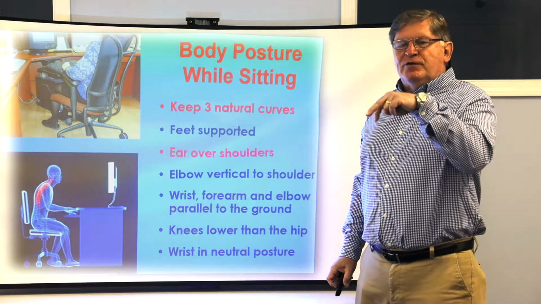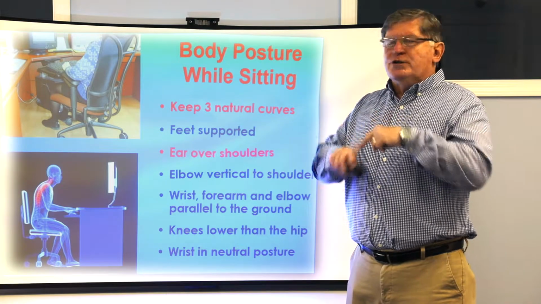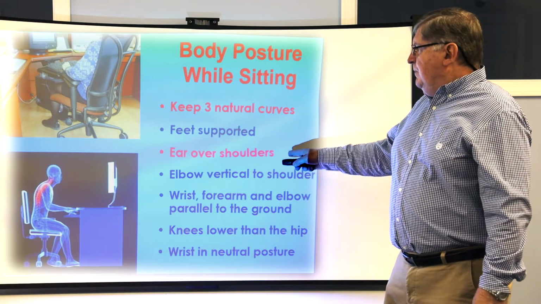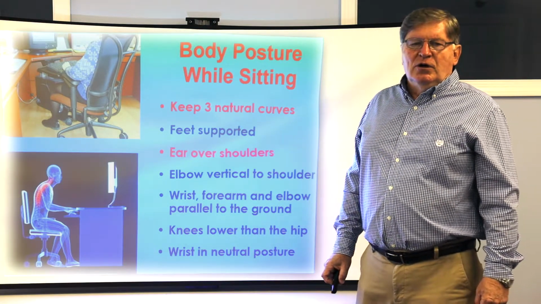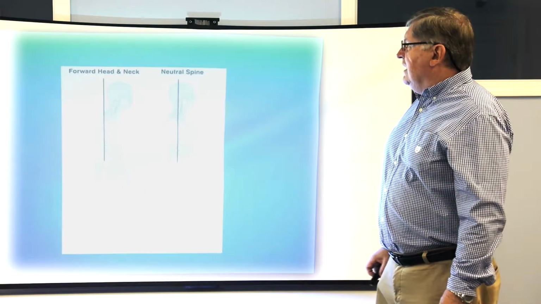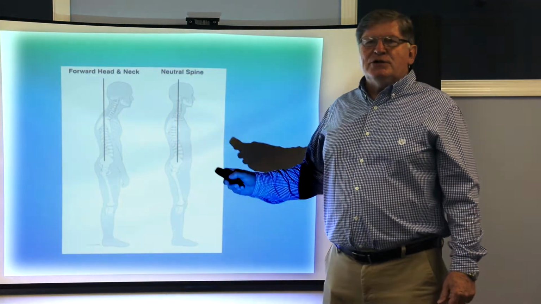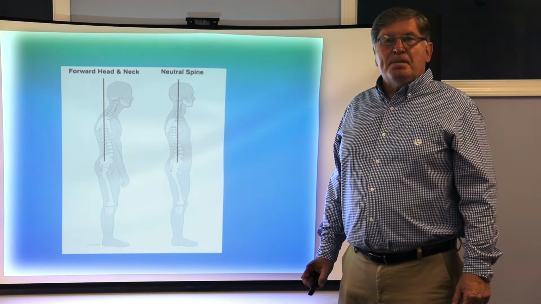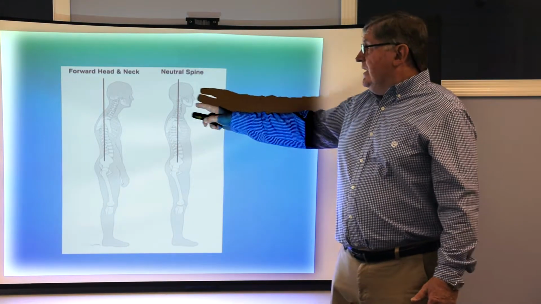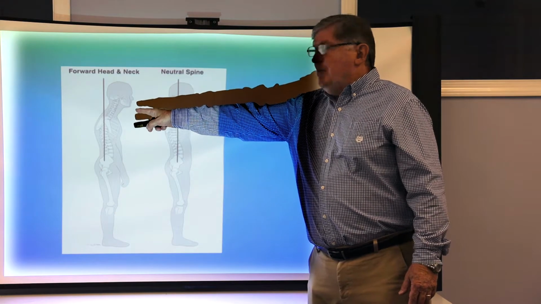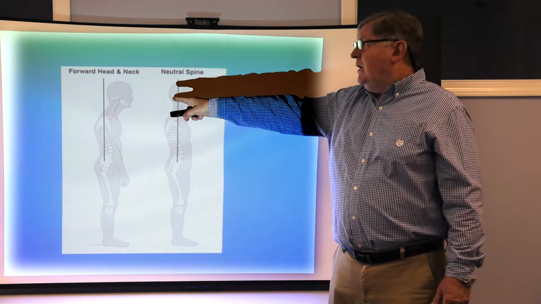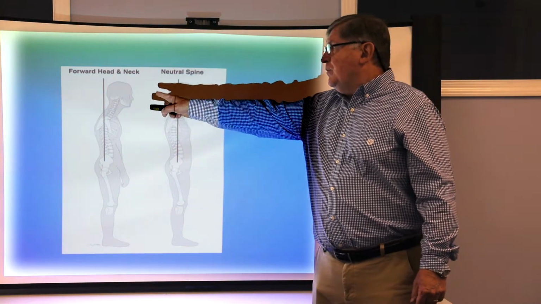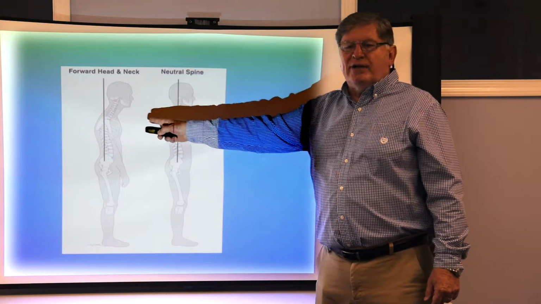If you're short enough that your feet don't touch the ground, a footrest will help to control that. Keeping your ear over your shoulder. What does that mean? Well, the reality is that for a lot of us, because we're looking at the work on our desk or staring into our monitor, we end up with a rounded upper back posture, a head and neck forward posture in front of the center of gravity.